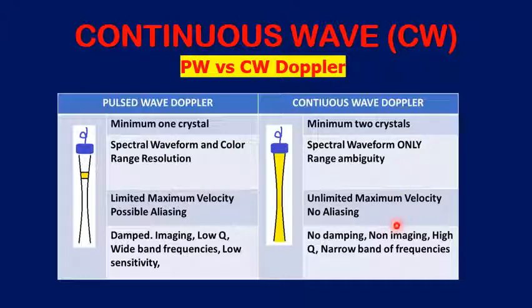Okay, unlimited maximum velocity, as we see here, because there is no aliasing. I have almost infinity, or a non-limited Nyquist limit. So there's no limitation actually for the Nyquist. There's no damping. That's why I have no image. There's a high Q, a narrow band of frequencies.